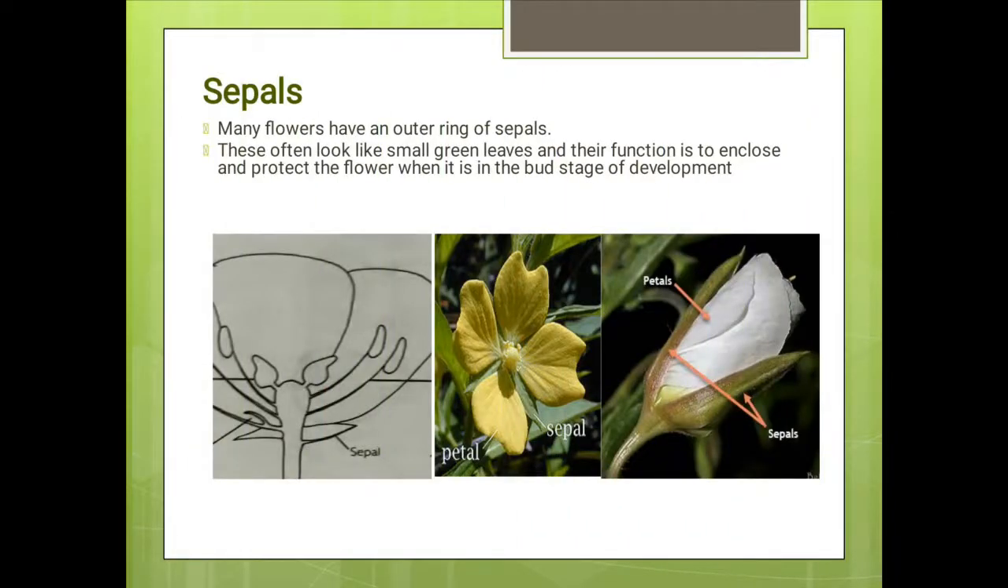Lastly, let's talk about the sepals. Well, as you can see in the picture, these are small green leaves that are found at the outer part of many flowers. Their main function is when the flower's bud is at the development stage, they usually enclose and protect the flower during that time.